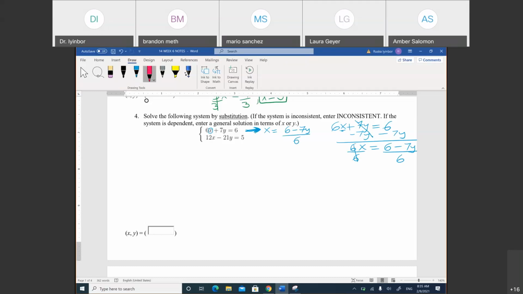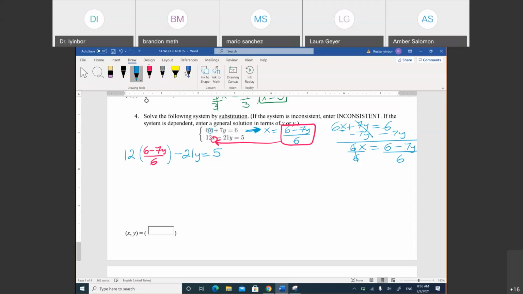Then from here, we know what x equals. X is this, and I'm going to plug it back in place of x into the second equation. So this is going to go over here, right? Make sure if you solve the first equation, you plug it into the second. If you solve the second, you plug it into the first. You have to use both equations. So I'm going to get 12, and then I'm going to put my x there, minus 21y equals 5. So this is my equation, and I'm going to plug in (6 minus 7y) over 6 as my x.